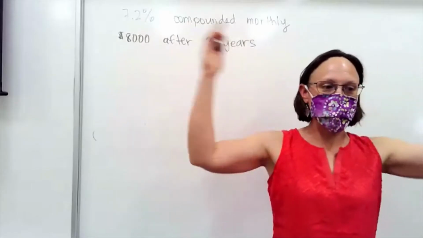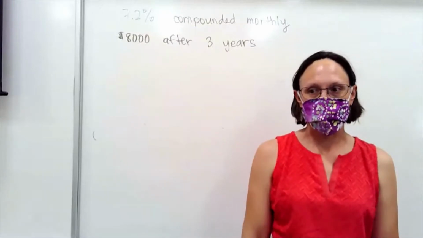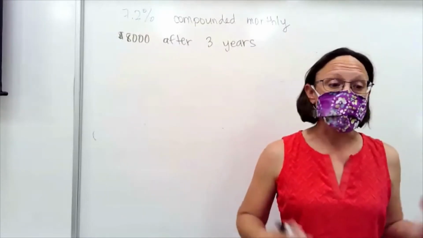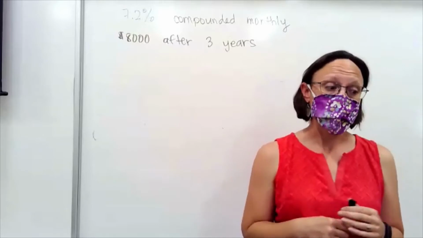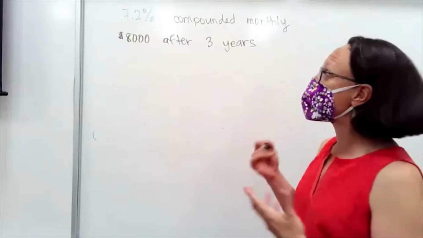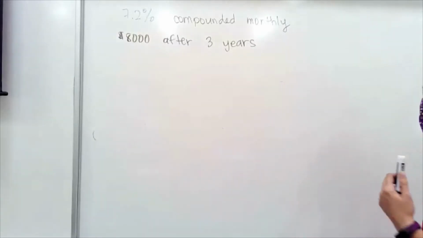Compounded monthly, and we are looking to have $8,000 after 3 years. So part of this is really just a formula thing, and we can dissect where that formula is coming from.